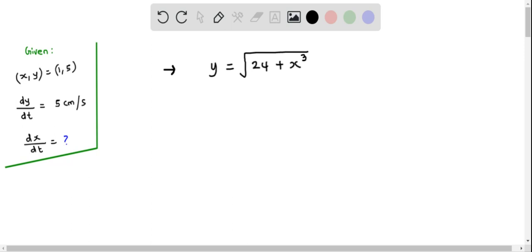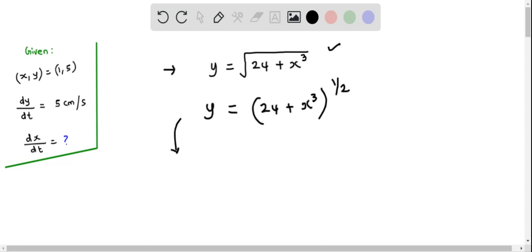to time. Before we start the differentiation, I'm going to rewrite this equation in exponent form. This is in radical form. It can be written as (24 plus x cubed) raised to the power of 1/2, so that we can do the differentiation using the power rule. Now let's differentiate both sides with respect to time.